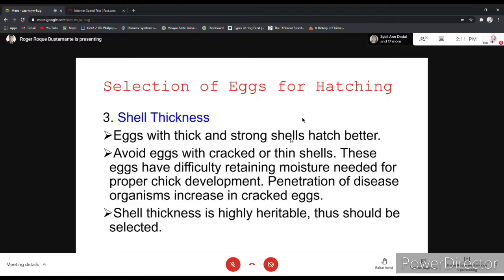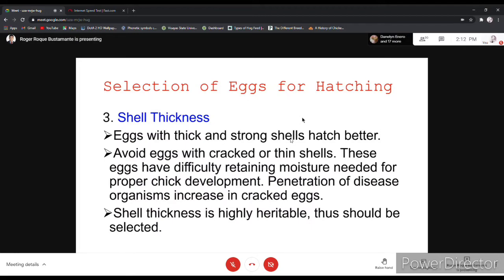So, shell thickness. By the way, I'll be conducting egg analysis for quail, chicken, and duck, and you will just answer the guide questions. I will record, and then I will give it to you. These are the important parameters in egg evaluation. So shell thickness. Shell thickness is very important.